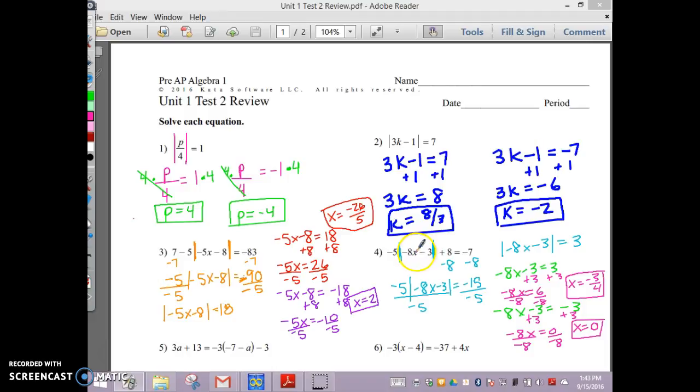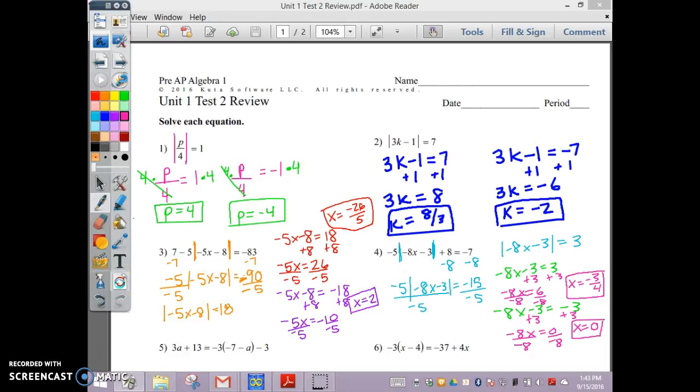-8 times 0 is 0. 0 minus 3 is -3. The absolute value of -3 is positive 3. Now I have -5 times positive 3, that's -15, plus 8 does give me my -7. So it's always good to check if you're not sure. Plugging it back in and making sure the left side of the equation is equal to -7 once we simplify.